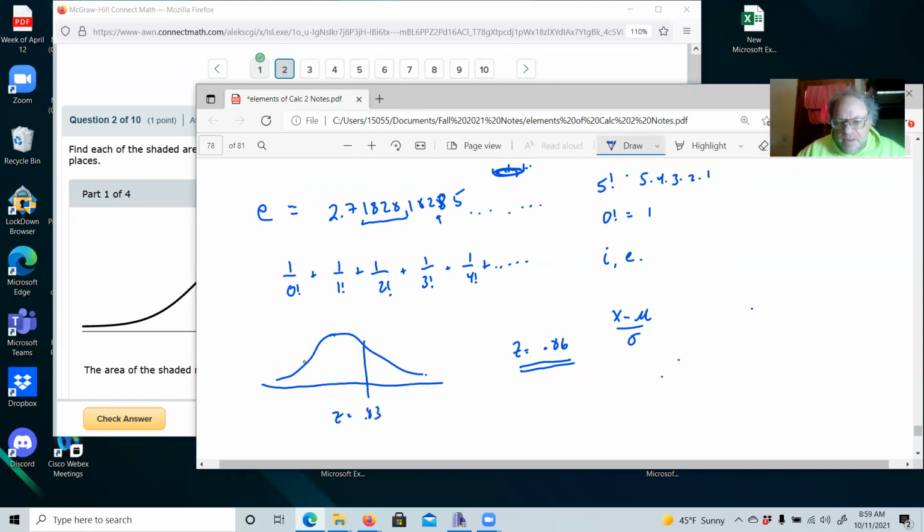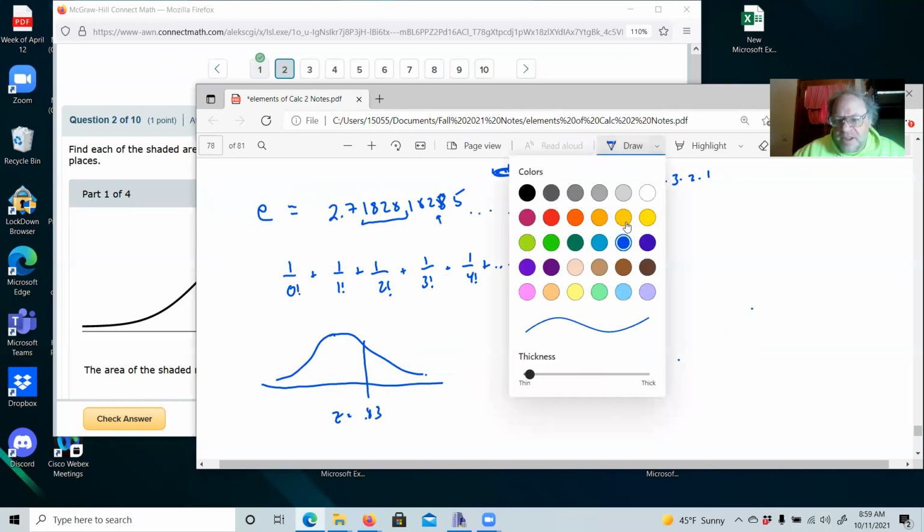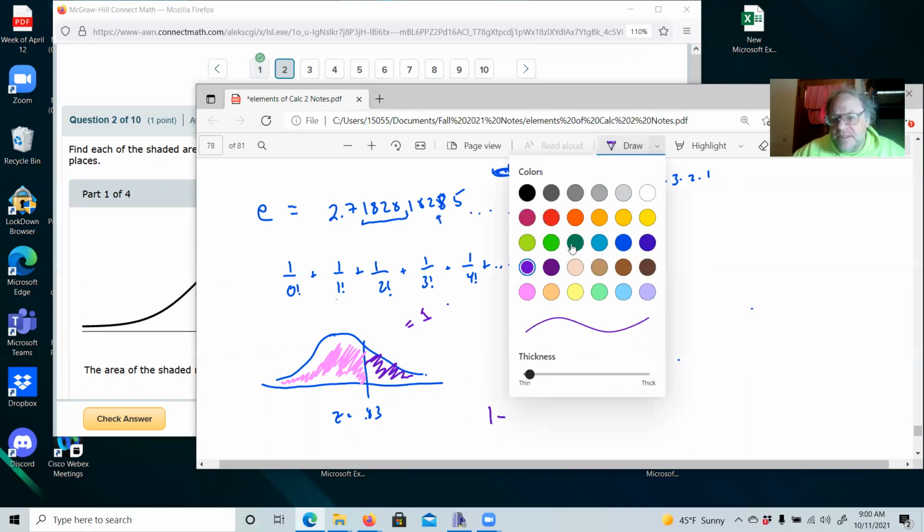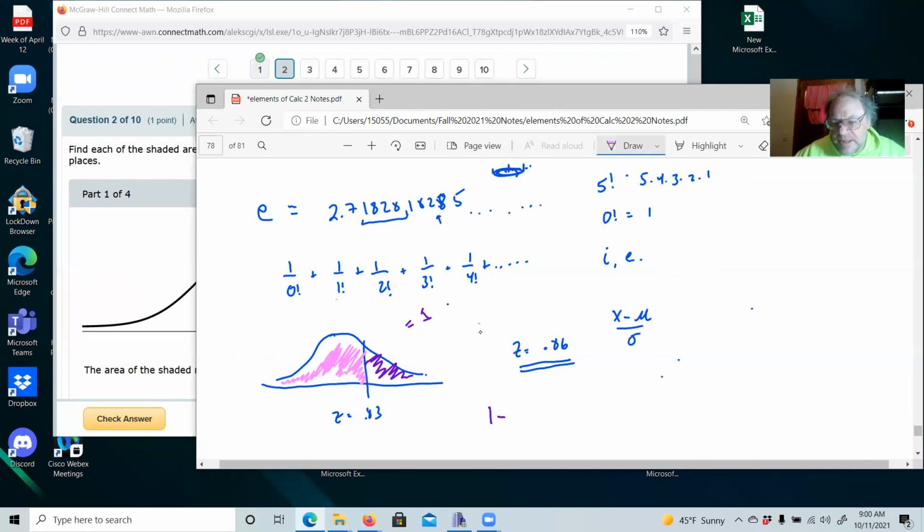So what I want to do first is calculate the area up to this value. This is what the calculator is going to tell us. What do the pink area and the purple area have to add up to? These areas have to add up to 1. So once I know the pink area, how am I going to get the purple area? I'm going to say 1 minus whatever the pink area is. That is going to be the answer I'm looking for.